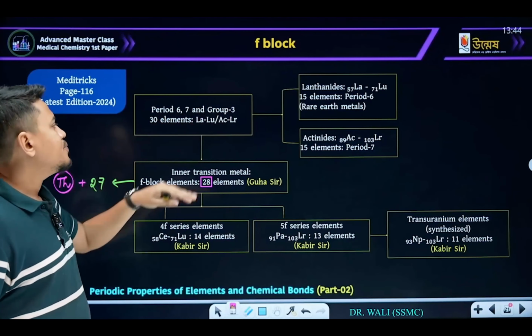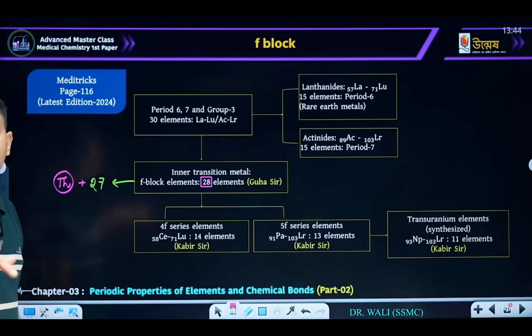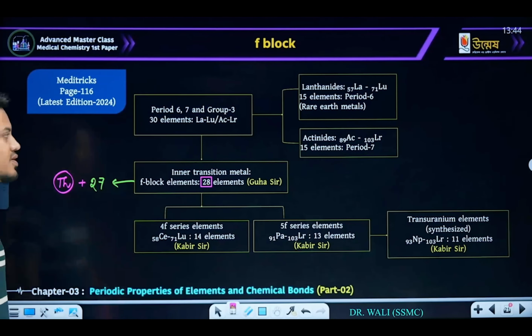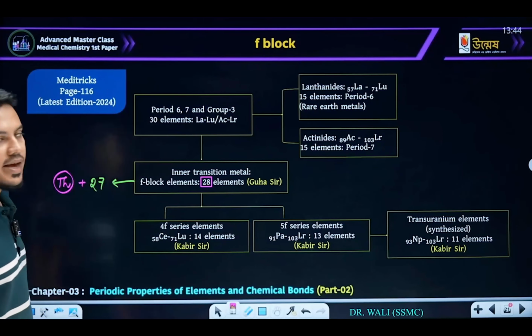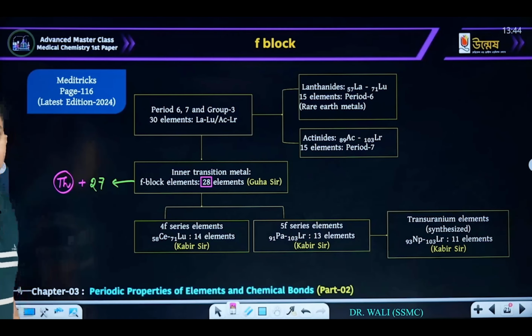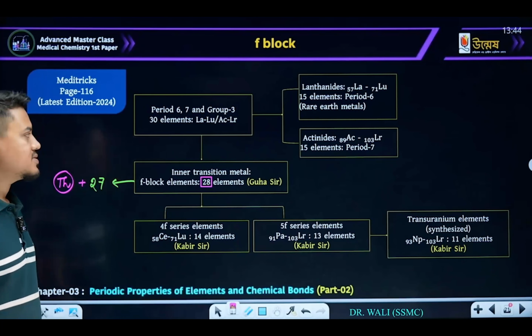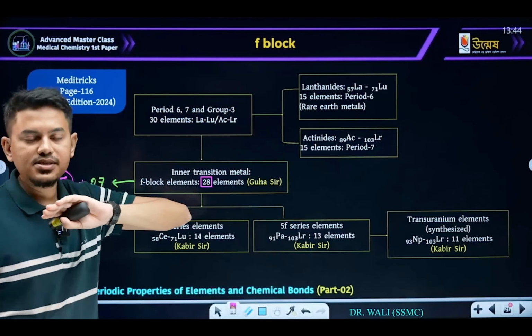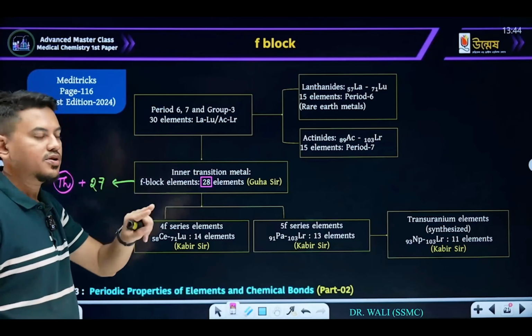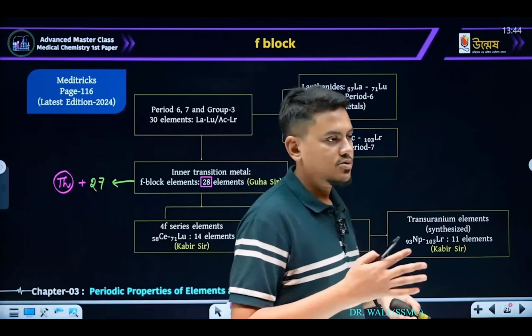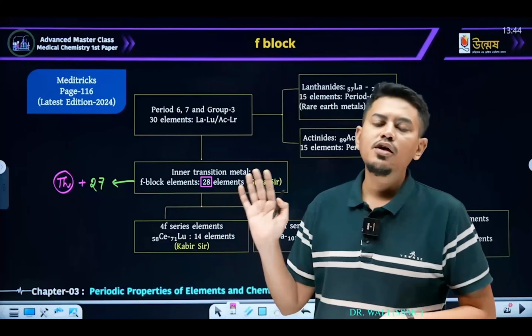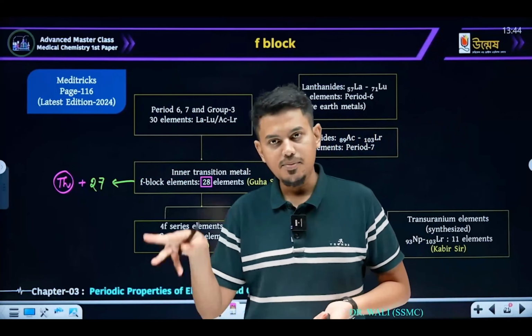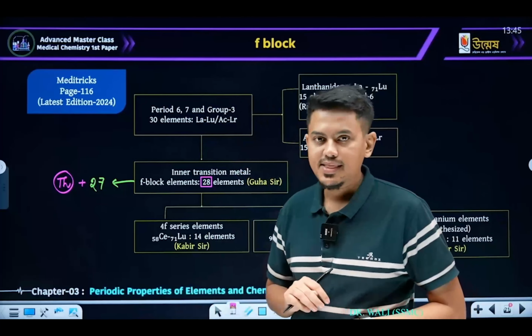Period 6, 7 and group 3 elements: where are they located? They are located in periods 6 and 7 along group 3. Group 3 is the largest group of our periodic table in terms of constituents, which is 32 elements. In group 3, if we leave out those two elements above, which are scandium and yttrium, the remainder would fall under two different series, which are the lanthanide series and the actinide series.